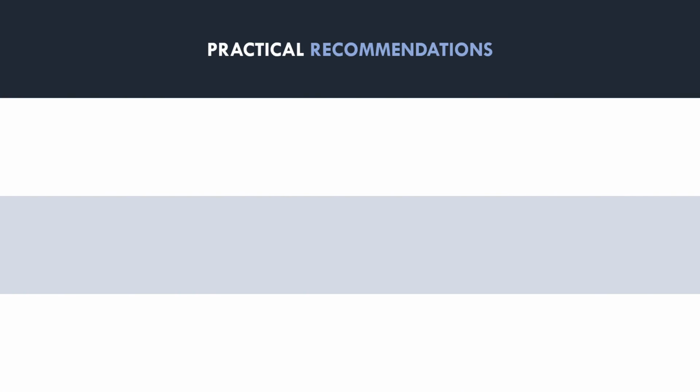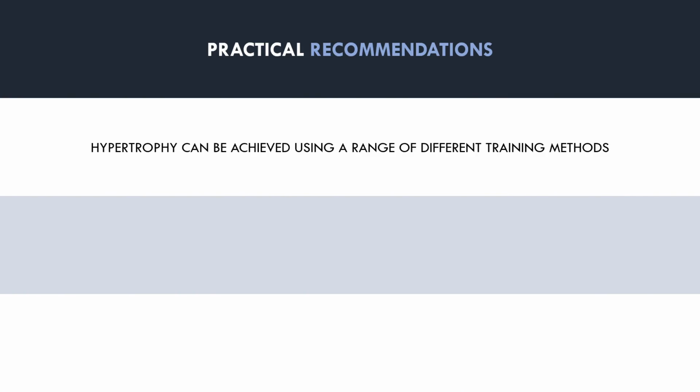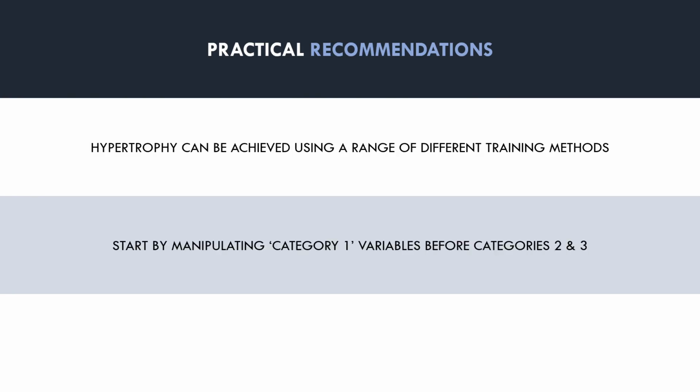This is because hypertrophy is non-specific, meaning it can be achieved using a range of different methods by stressing the muscle in different ways. Trainees should first start trying to manipulate the category 1 variables because these will probably have no negative impact on muscle growth. So if you can get away with making slight adjustments to these category 1 variables, then this is ideal.